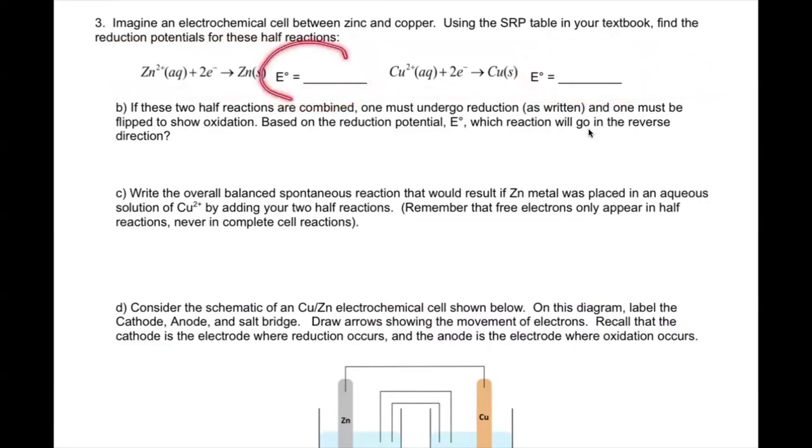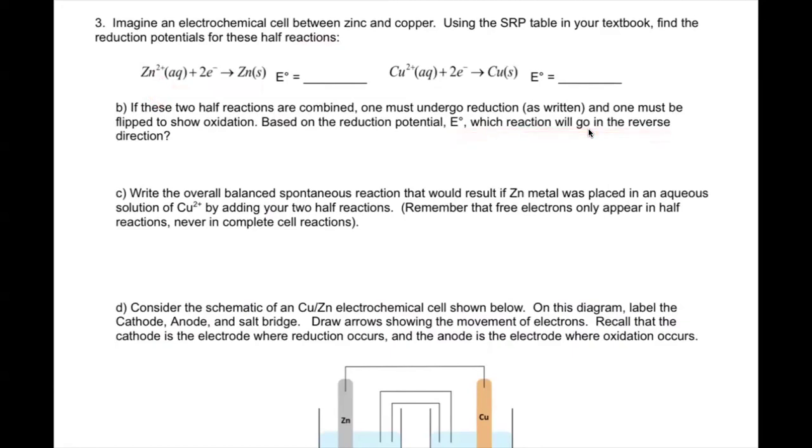And then using your values here and the answer you gave to D, you need to indicate which one of these reactions would get flipped. So one of these reactions will be an oxidation and will actually run in the reverse direction, right? And that's what we want to know. Which one of these is going to go in the reverse direction?